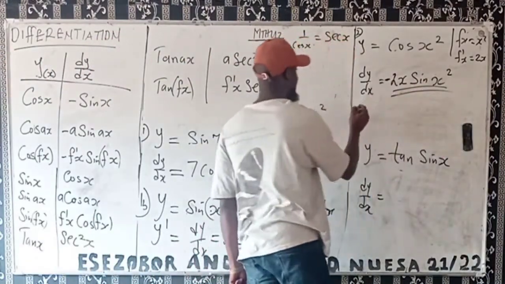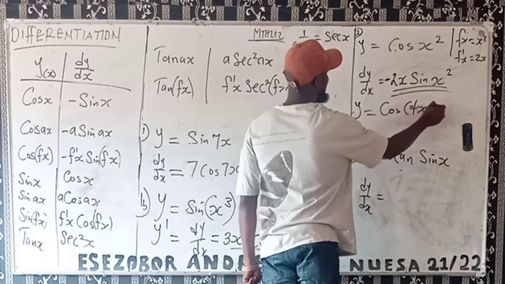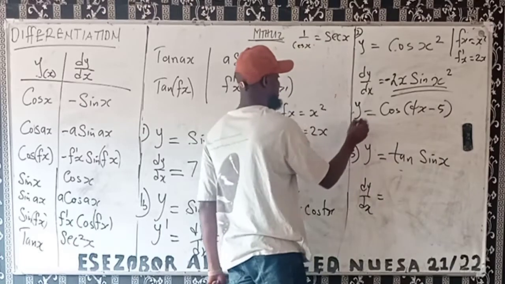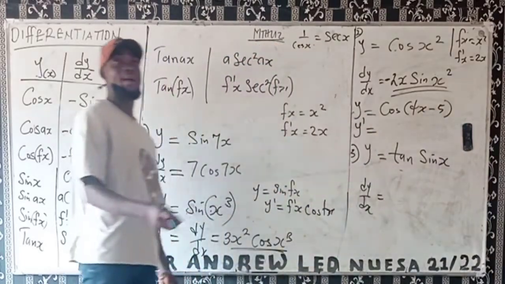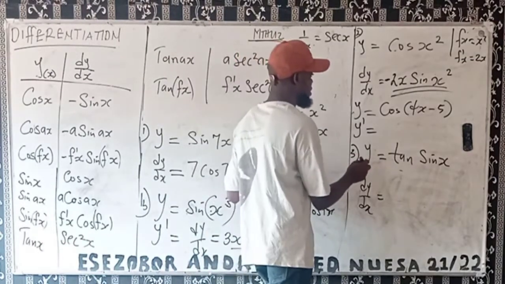So what if I have this? What if I have y is equal to cos 4x minus 5? So what becomes y prime? Y prime means differentiate this y. What are you going to have? So let's see what we're going to have.